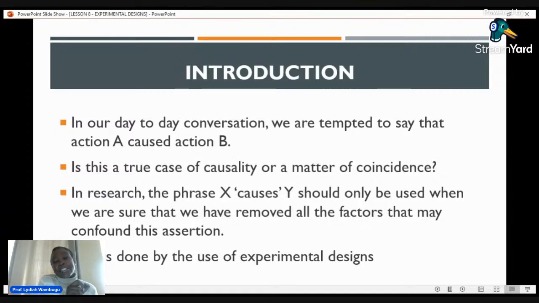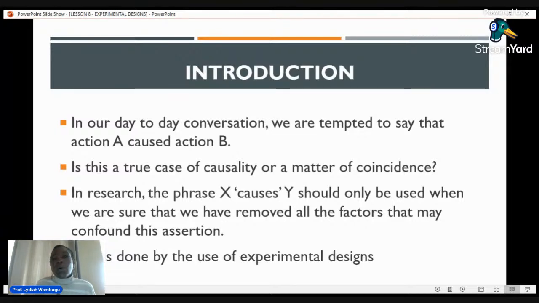Like if I say that it is greens that have caused the heartburn, only when you are sure that you have removed all other factors that may confound this assertion. If I want to tell you to stop taking soda, and I'm telling you soda causes weight gain, have I removed all other factors that may have brought about weight gain so that I am only left with soda? What about if you have been eating a kilo of meat, you have been eating carbohydrates, you have been taking soda? How confident would I be to tell you that soda causes weight gain?